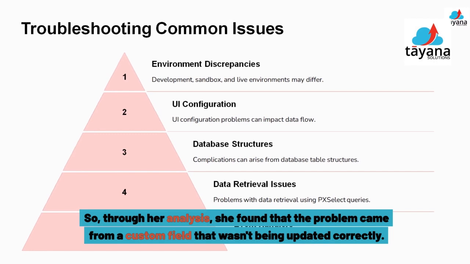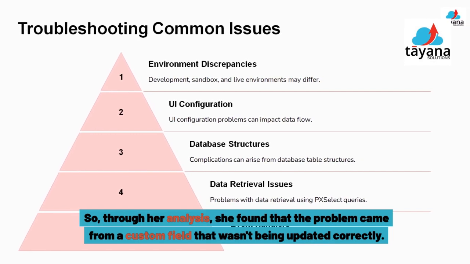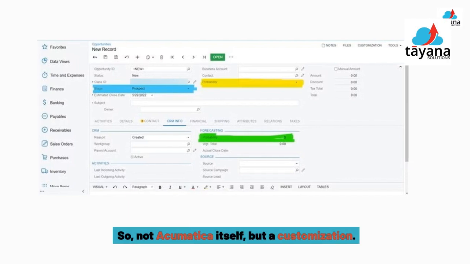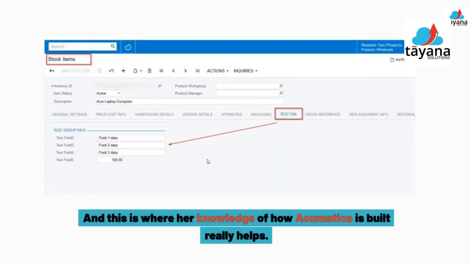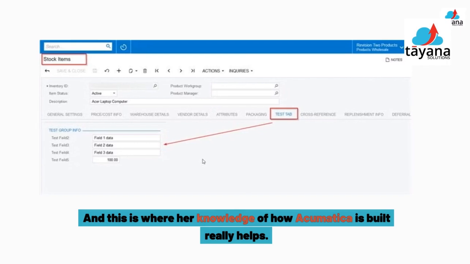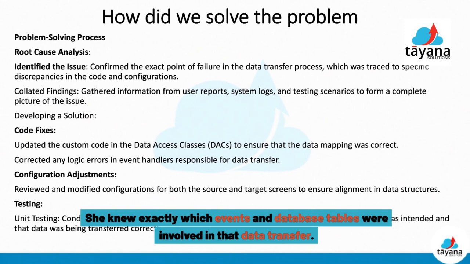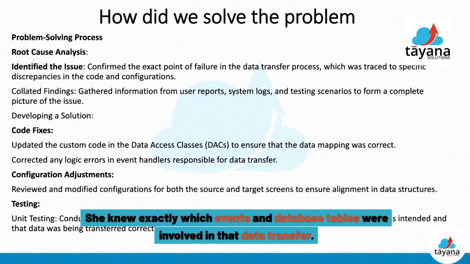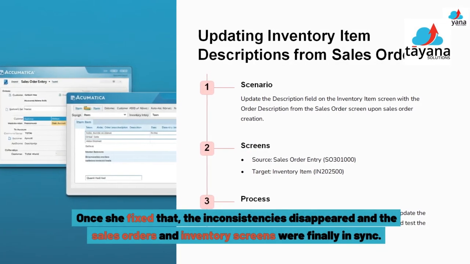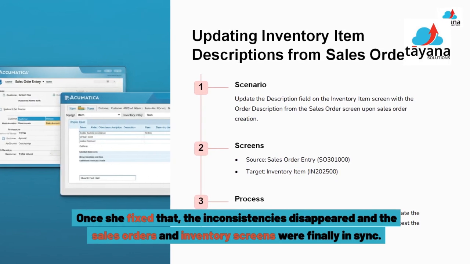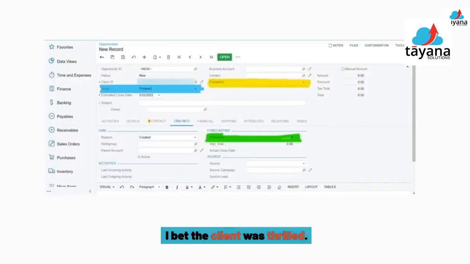So through her analysis, she found that the problem came from a custom field that wasn't being updated correctly. So not Acumatica itself, but a customization. Exactly. And this is where her knowledge of how Acumatica is built really helps. I'll bet. She knew exactly which events and database tables were involved in that data transfer. She fixed that, and the inconsistencies disappeared. And the sales orders and inventory screens were finally in sync. Like magic. That's awesome. I bet the client was thrilled.